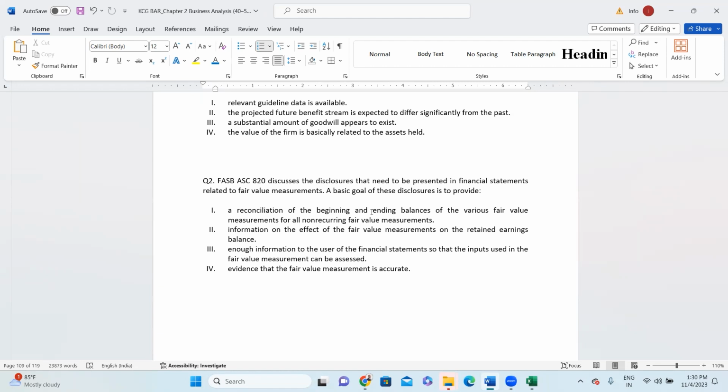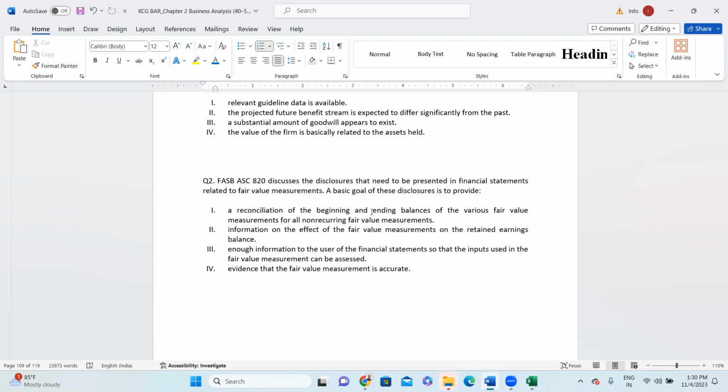First is a reconciliation of beginning and ending balance of the various fair value measurements of all non-recurring fair value measurement. So not for non-recurring, it should be for recurring, because non-recurring we do exclusion. Second is information on the effect of the fair value measurement on the retained earnings balance. So do we provide impact on the retained earnings? The answer is no.